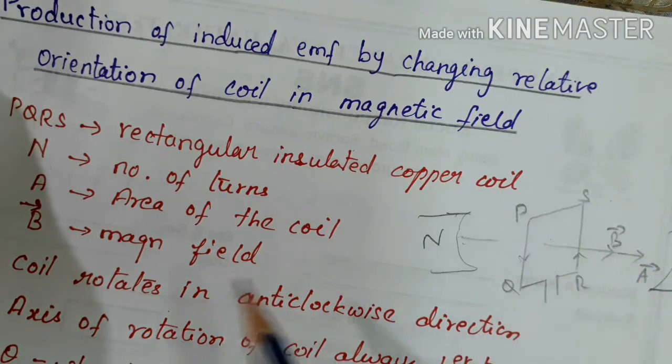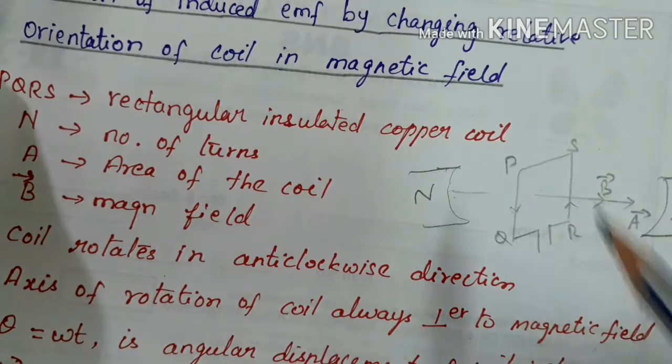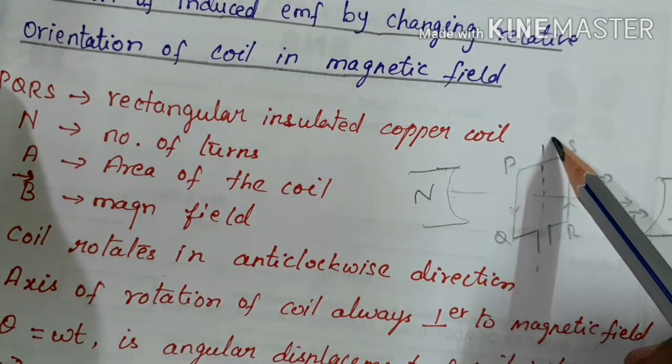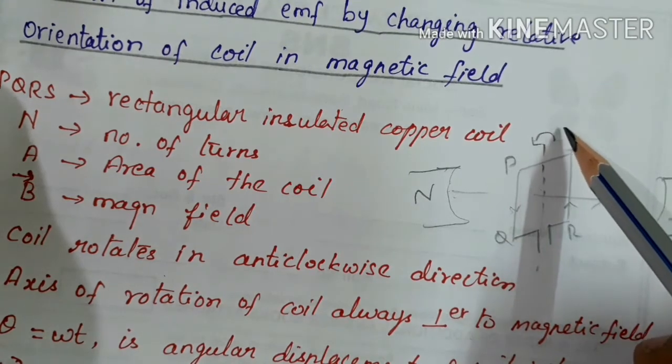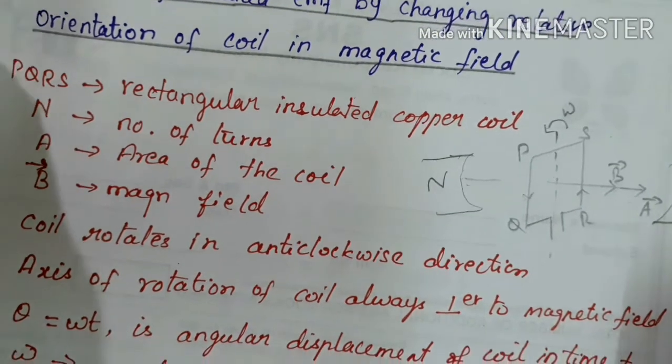N is the number of turns in the coil, A is the area of the coil, and B is the magnetic field, and this represents the axis of rotation. We are making the coil rotate in anti-clockwise direction with an angular velocity omega. Omega is the angular velocity.